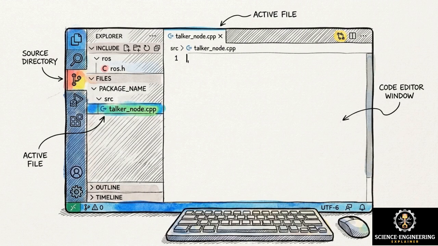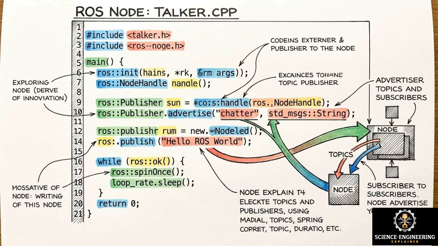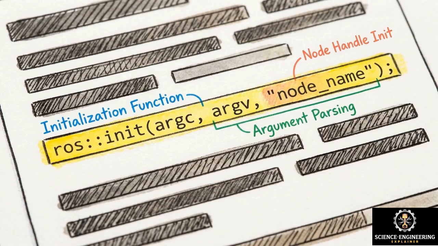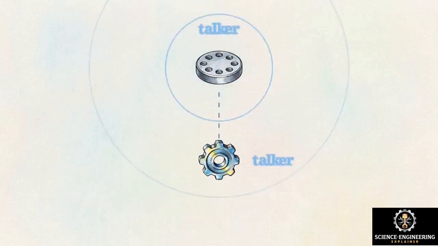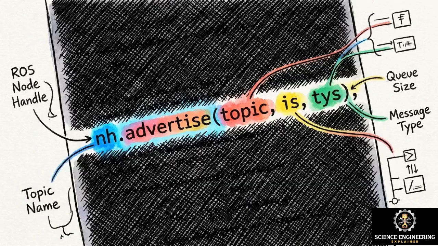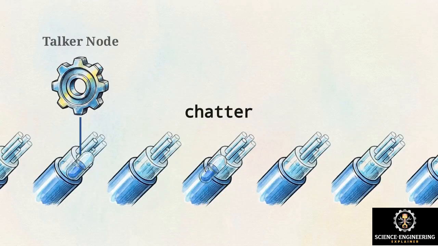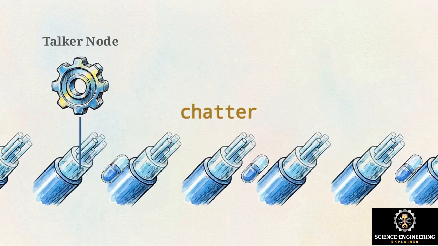Inside your package's source directory, create a new file named talker_node.cpp. This C++ script defines the logic for our node. It handles everything from network registration to data broadcasting. The ros::init function is the first active line. It formally registers the name talker, so other processes on the network can identify this node. The nh.advertise line establishes a topic, a named data bus that allows this node to broadcast information to any other process listening on the chatter channel.